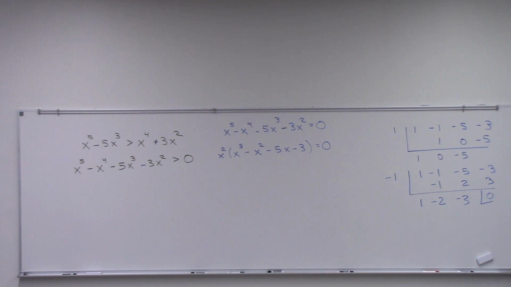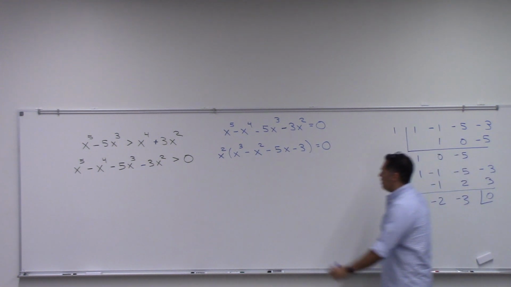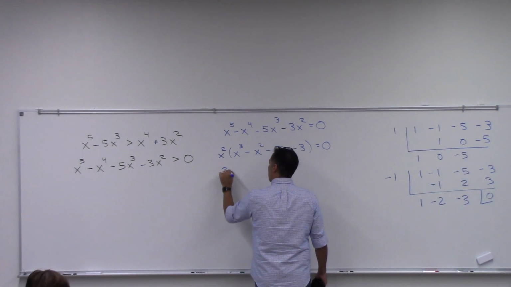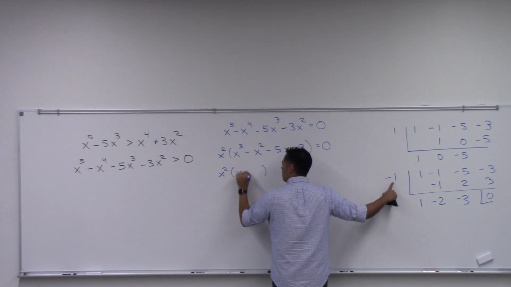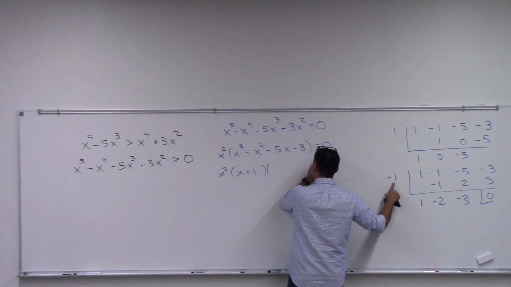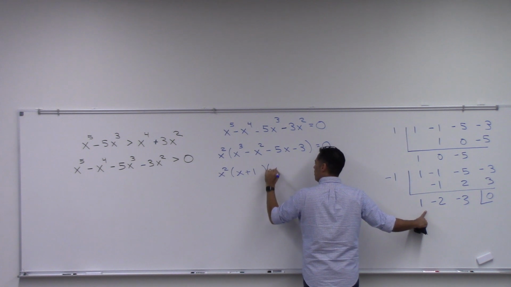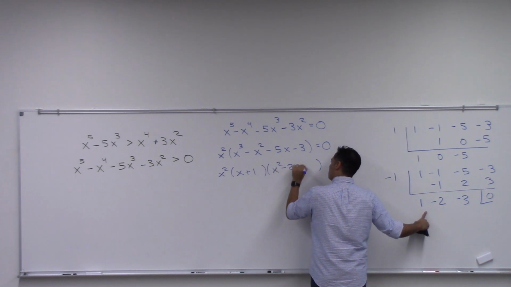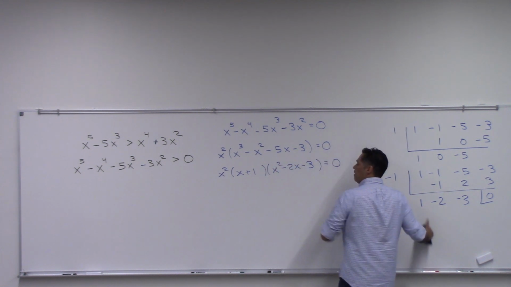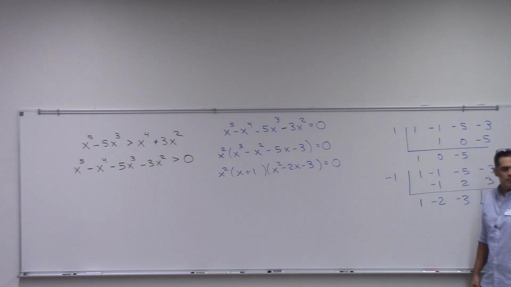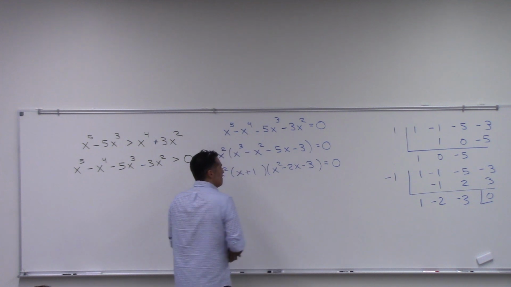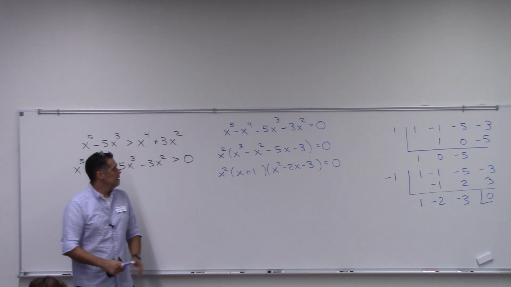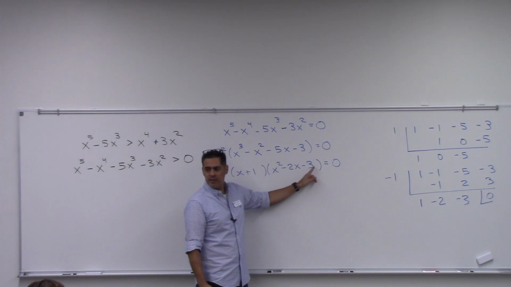Okay? That tells me, let me go back over here, that this is x squared, and then what? Opposite of this number, x plus 1, and then what's here? Use these numbers, x squared minus 2x minus 3 equals 0, right? Now this hopefully factors. It does, right?